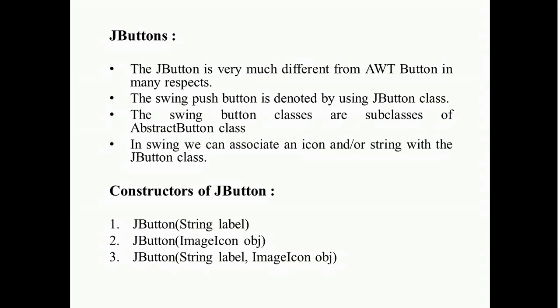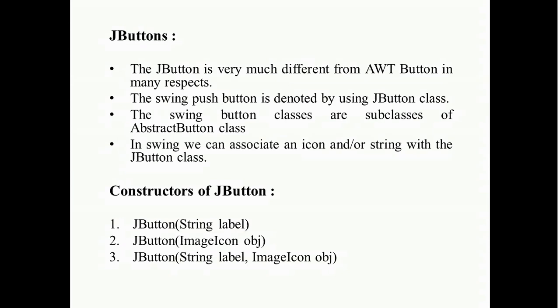In the swing, we can associate the icon or the string with the JButton class. Means we can display an image associated with the button in the JButton swing. So the swing button class provides the facility to display an image or icon associated with the button, and the AbstractButton class is used to generate an action event when the button is pressed, and this event can be associated with the swing button.